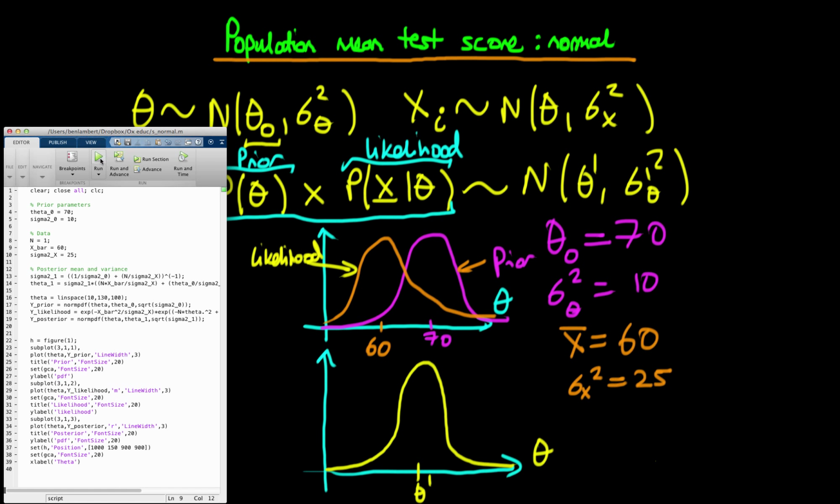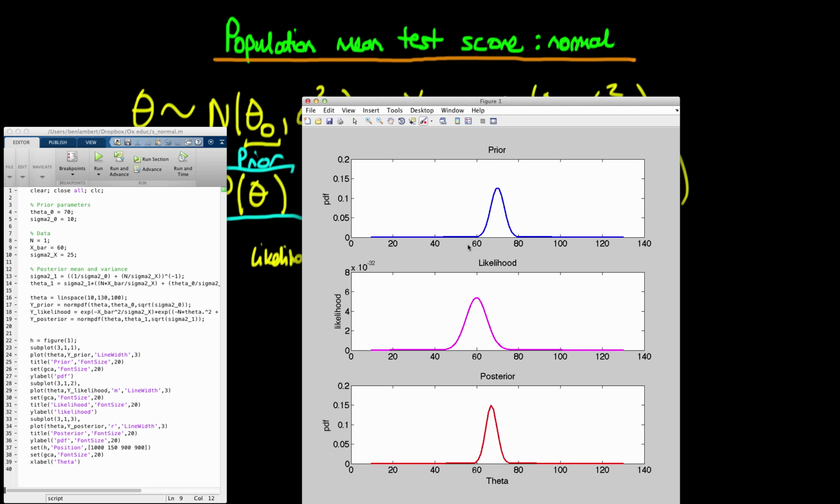So if we go ahead and run this, what we see is that we've got a prior density which is centered on our value of 70, our prior population mean test score, and then we've got a likelihood which is centered on the maximum likelihood estimate of the population mean test score, which is 60. And if we go down here to the bottom, we note that the posterior is some way between these two extremes. Another thing to note is that the prior and the posterior are themselves proper probability densities.